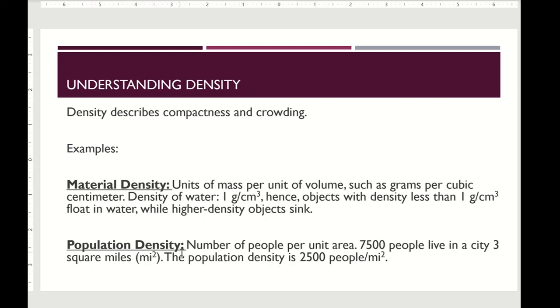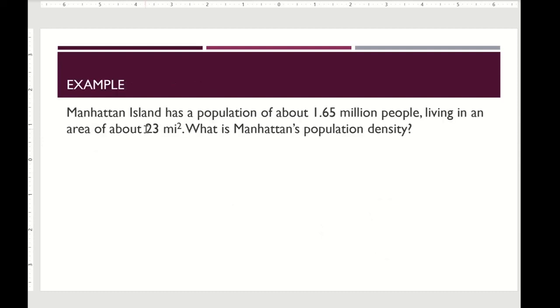Population density talks about how many people are compact in a certain unit area, right? Number of people per unit area. For example, if 7,500 people live in a city that's 3 square miles, a small city, just an example, the population density is 22,500 people per square mile. Now, how do you get all that, right? How do you get to that? We're going to be learning through examples.